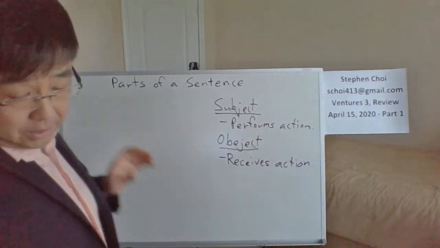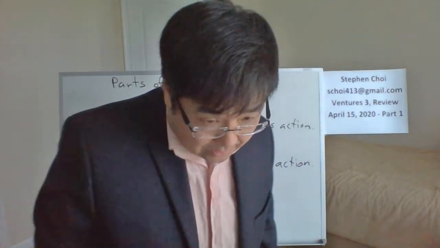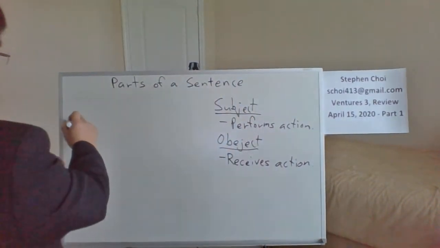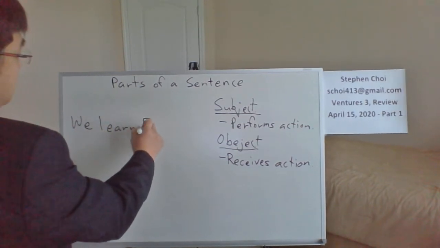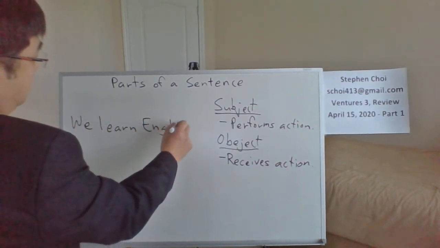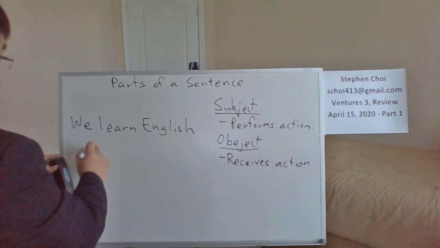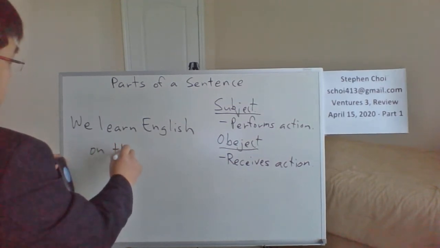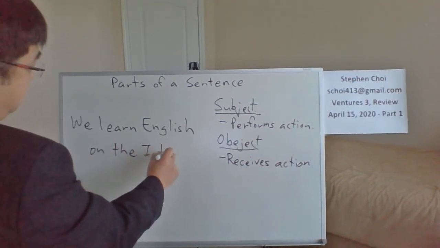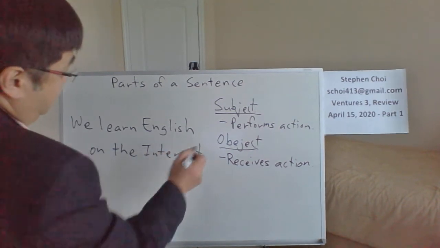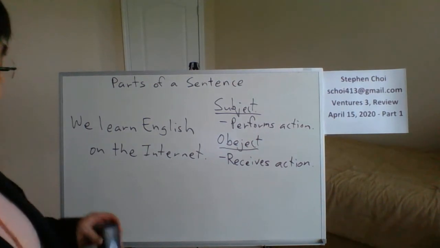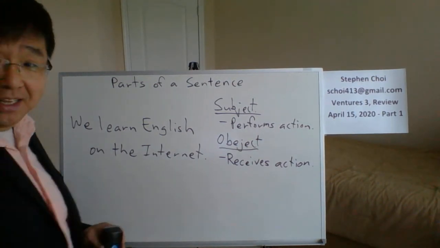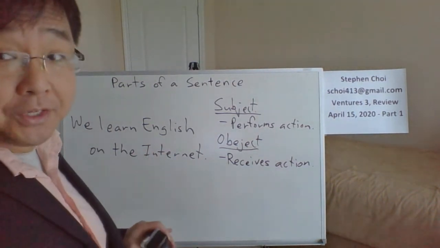All right, let's say we learn English on the internet. Okay, we learn English on the internet. It's a little bit longer sentence. All right, but let's pick out the different parts of this sentence.